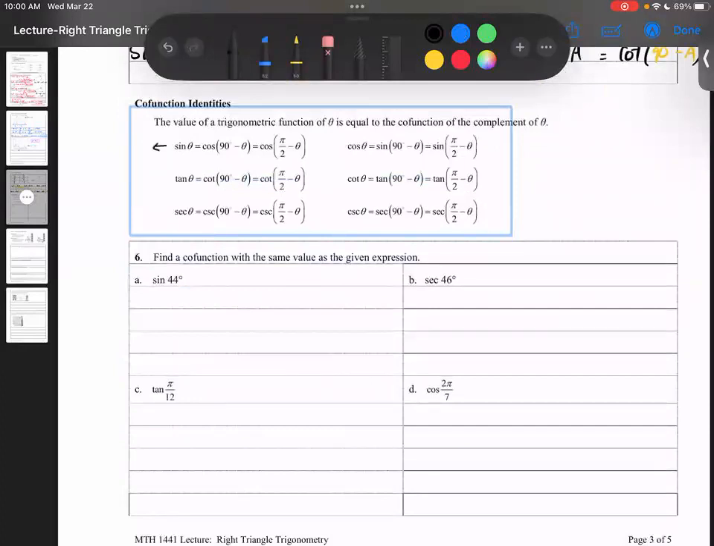Let me give you a note here. So sine theta and cosine of pi half minus theta are co-functions. And it's true for the rest as well.